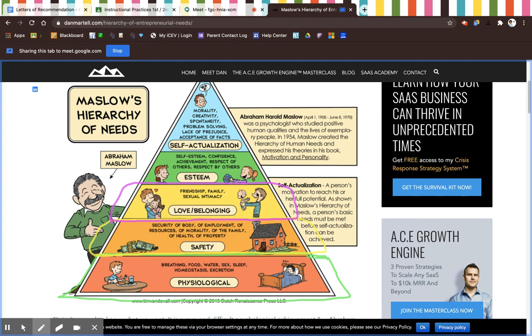So then you have esteem. Self-esteem, confidence, achievement, respect of others, respect by others. And we, and I'm going to say we collectively, this tends to be where we struggle.